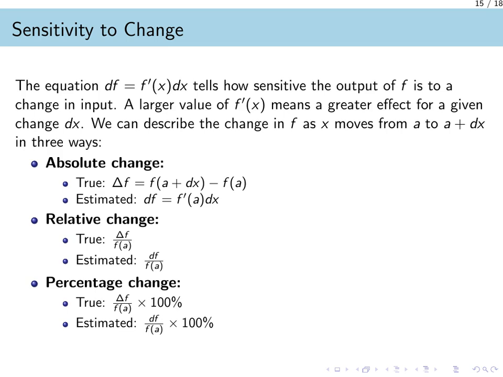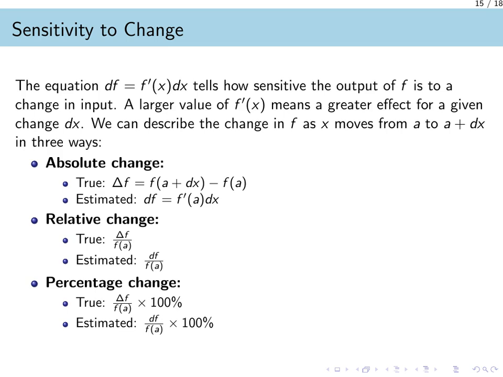The derivative gives us a powerful way to measure how sensitive a function's output is to a small change in its input. We can describe this sensitivity in three distinct ways, each having both a true value and an estimated value. First, the absolute change is the raw difference in the output, which we estimate using the differential df equal to f prime of a times dx.